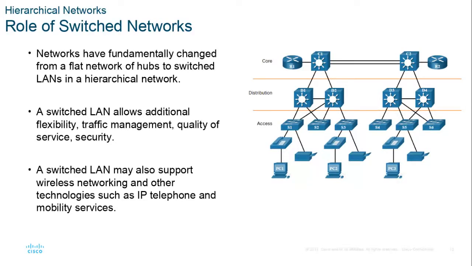So switched LANs allow us to use Ethernet switches instead of Ethernet hubs. We get rid of all the collisions. We increase the bandwidth. And since switches are smart, hubs are dumb. Don't be a member of the hub club. Be a member of the switch club or the router club. Have layer 2 or layer 3 sophistication. So switched LANs allow us to have quality of service, security based on the data link layer Ethernet addresses. We can do traffic management, and they're much more flexible.